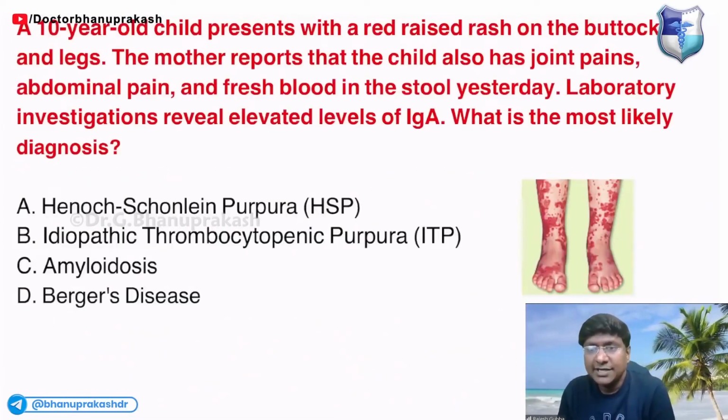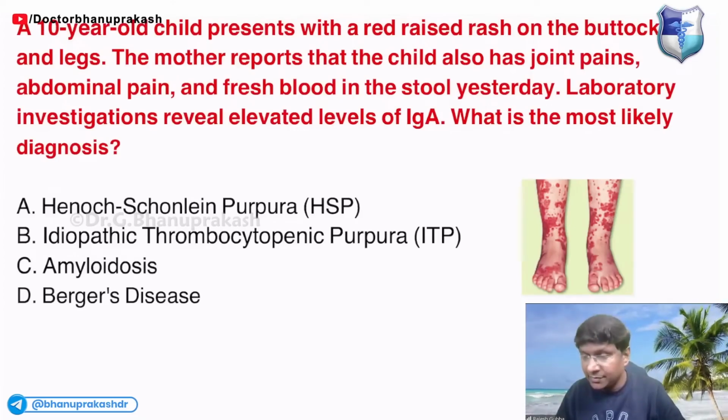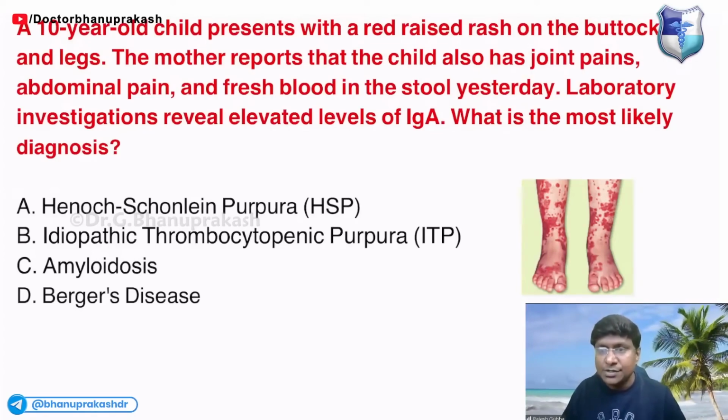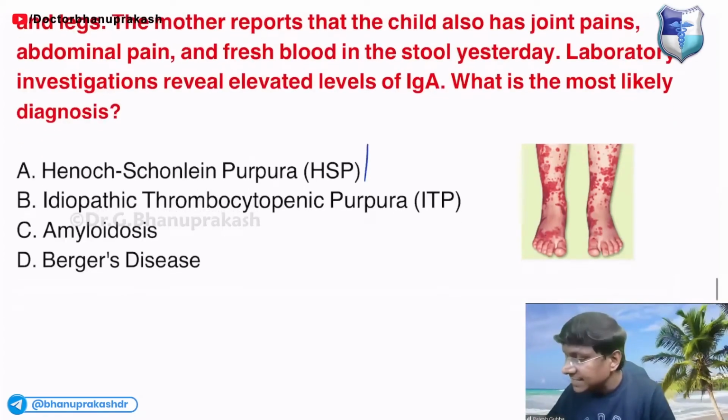We have a 10-year-old child who presents with a red raised rash on the buttocks and legs. The mother reports that the child also has joint pains, abdominal pain, and fresh blood in the stool yesterday. Laboratory investigations reveal elevated levels of IgA. What is the most likely diagnosis? Anyone? Right, good. It is a case of Henoch-Schönlein purpura, another name for which is IgA vasculitis.